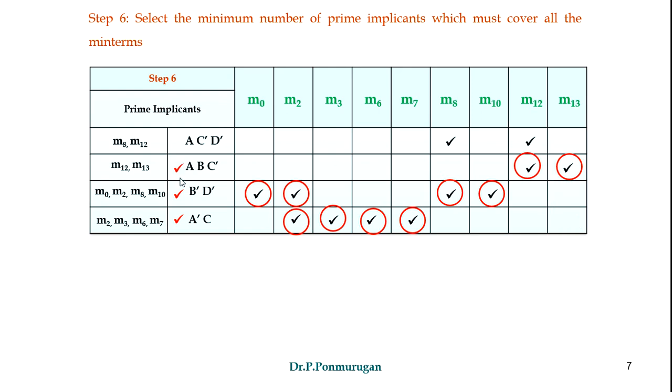So we have 3 prime implicants in this. It has covered all the minterms. See, for example, it has covered M2, M0, M3, M6, M7, M8 also covered, 10, 12, 13. All the minterms have been covered in these 3 prime implicants. So the final reduced expression is A B C bar, B bar D bar and A bar C. So we can see the next problem.